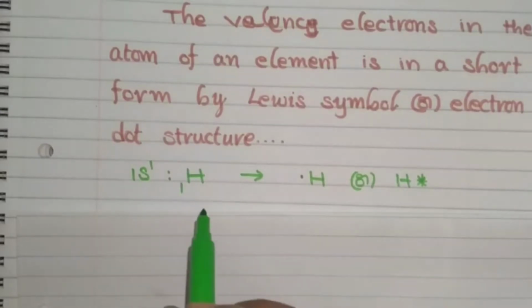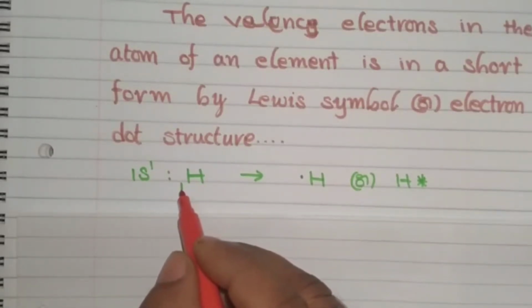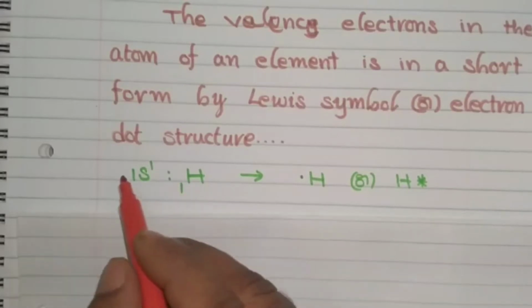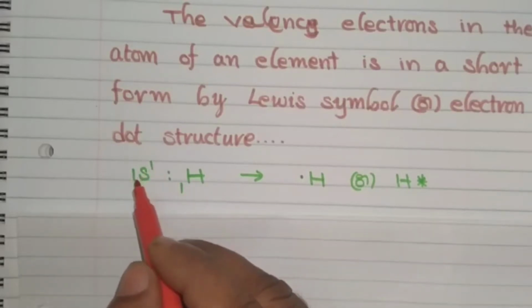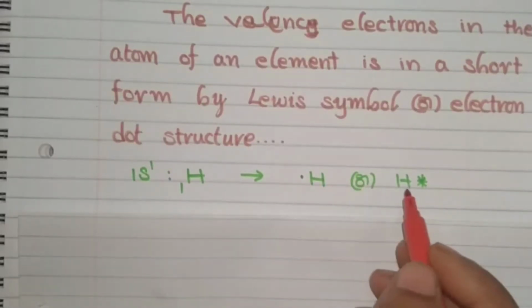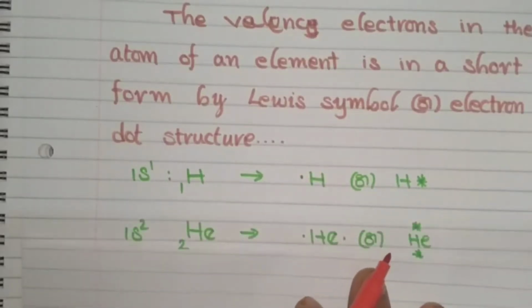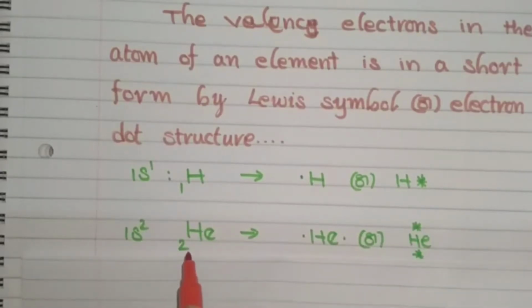The first element, hydrogen, has only one electron. Hydrogen has only one electron, so that is indicated like this, atomic number 1. We can write the Lewis dot structure here. For hydrogen, you should keep one dot only, so you can draw it like this also. This is called the Lewis dot symbol, right? Let's see the second element, helium. It has atomic number 2. The electronic configuration is 1s2. It has 2 valence electrons. 2 electrons are there in the outermost shell, so that's why we have to keep 2 dots.